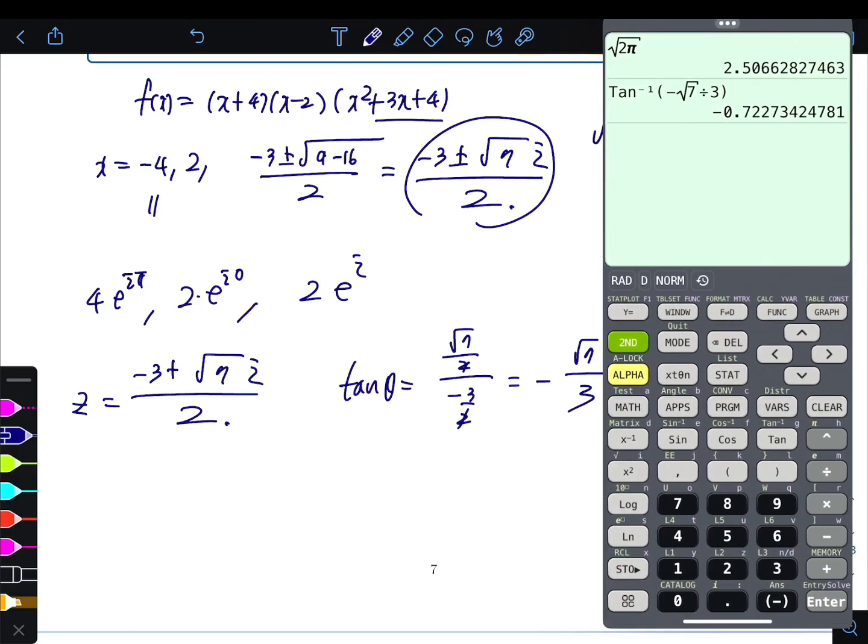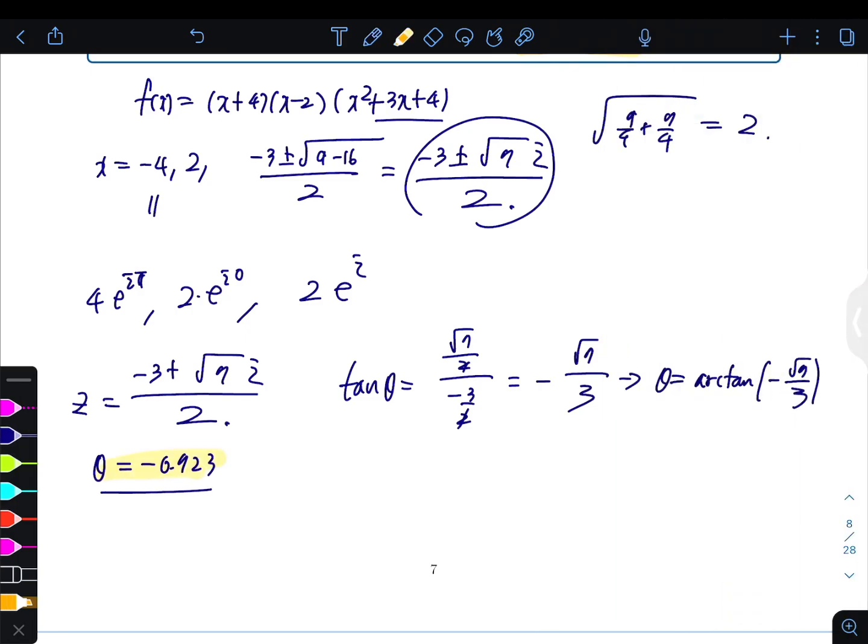If you did, I got theta to be -0.723. And would that, my friend, be a correct answer? Would this be correct? Very good. It is incorrect, right? We have to be very careful.